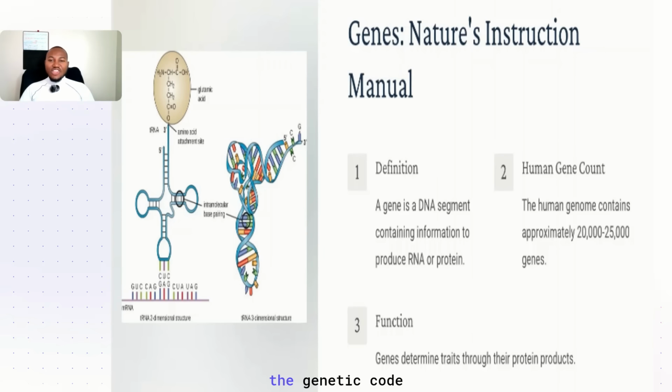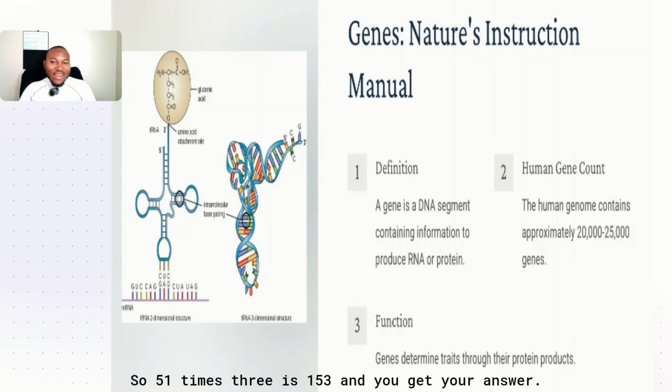Chromatin. So finally, the genetic code for a polypeptide made up of 51 amino acids would have a minimum of dash bases. It's a simple thing. Multiply it by 3 because it is triplets, 3. So 51 times 3 is 153, and you get your answer.